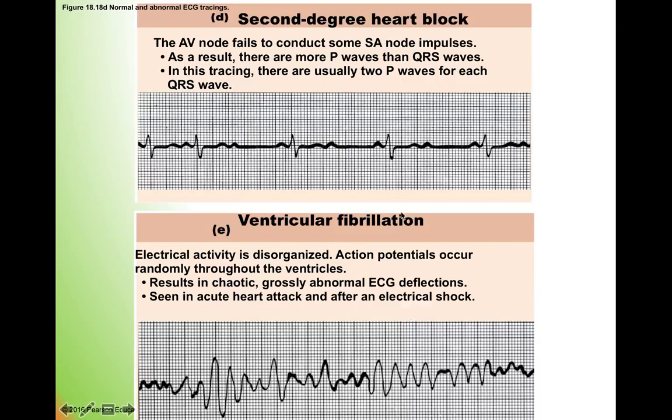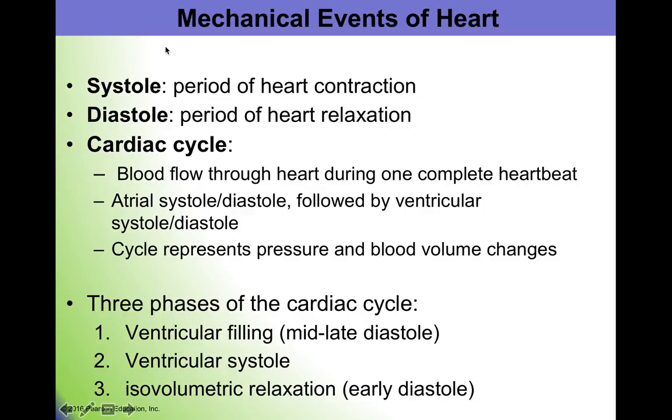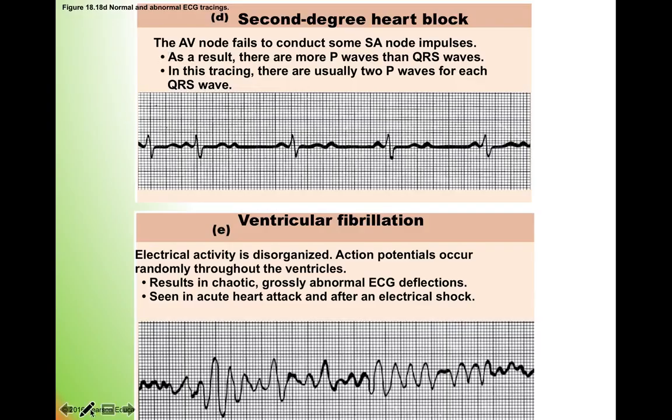Now, the second condition that you have is something called a second-degree heart block, where you have an AV node failing to do its job. The AV node communicates with the SA node, gets these electrical impulses and passes them down to the ventricle.